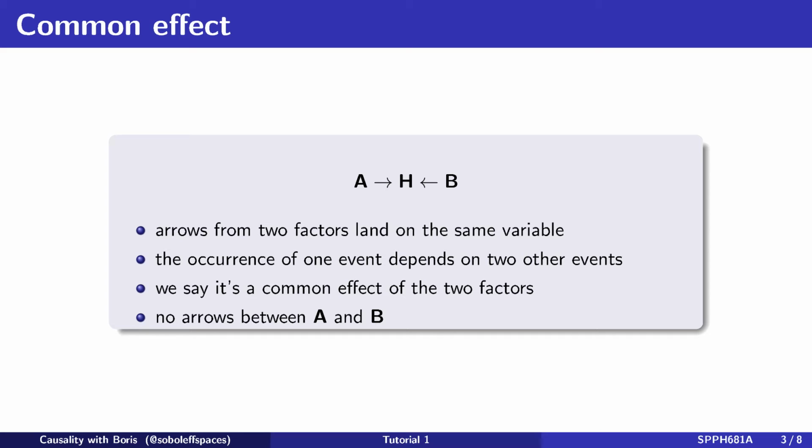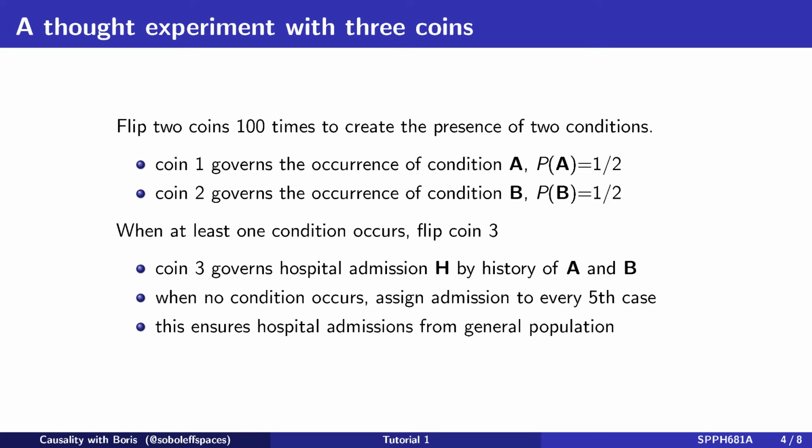Would this hold if we stratified by the common effect? Stratification means examining the relationship between two variables for different values of the third variable. In a thought experiment, we will create 100 patient records with a history of two diseases and hospitalization using 3 coins. Let's first flip 2 coins 100 times to create the presence of two conditions, A and B.